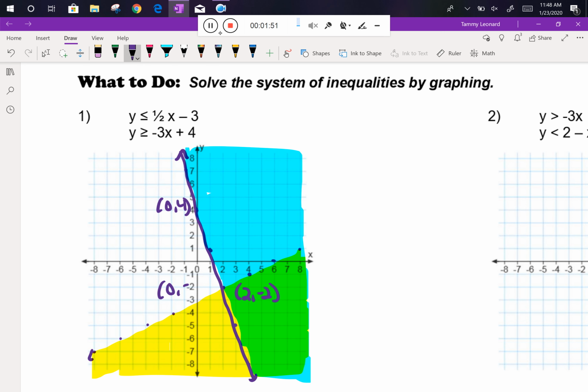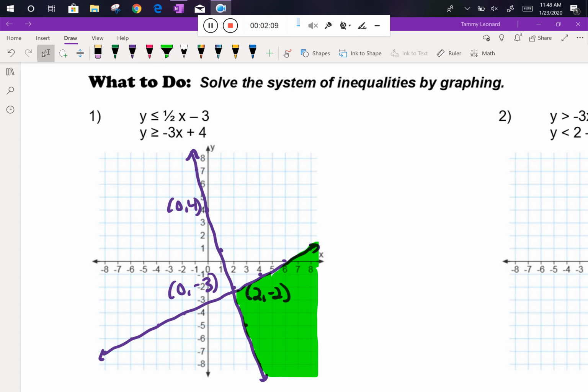Oops, I lost my line. There we go. And just to make the final regions a little bit more clear, I'm going to erase the regions that are not part of the solution and leave only the overlapping region. So that's what it looks like when only the overlapping region is shown. Every point inside that green region is part of the solution.